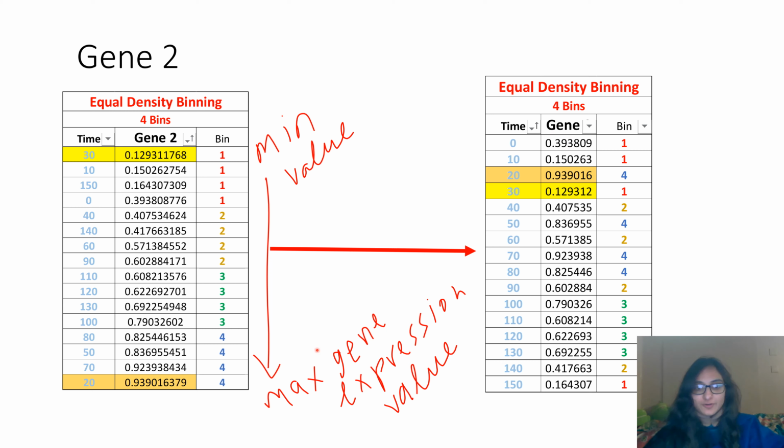We bin it, these first 4, we just have a divider going across every 4, saying okay, every 4 make one bin, then the next 4, then the next 4. It's all based on your bin sizing. So it's not as neat. But after you finish sorting them this way, you sort again on the time. You sorted on the expression value, but now you sort on the time again, and this will be what values you get for gene 2 here using equal density binning.